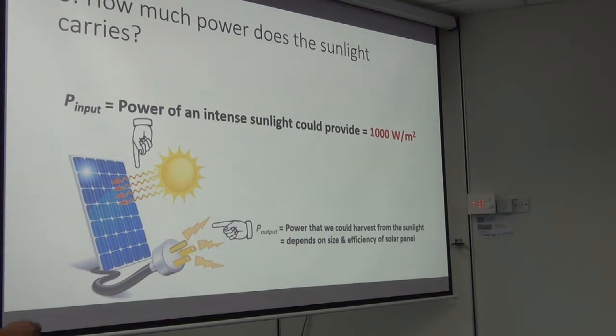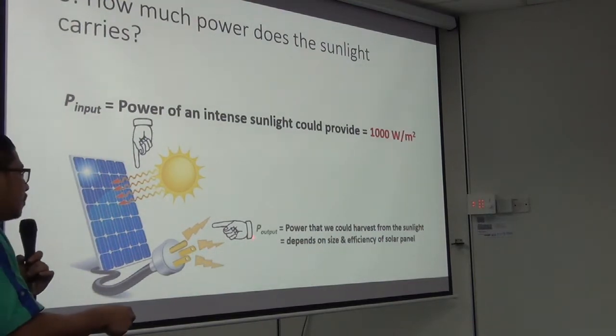So P output, this one. When the sunlight, the 1000 watt per meter square, has been absorbed by the solar panel, depending on the efficiency of our solar panel, if the efficiency is 10%, we only manage to get 100 watt per meter square during that time. So this is the P output.